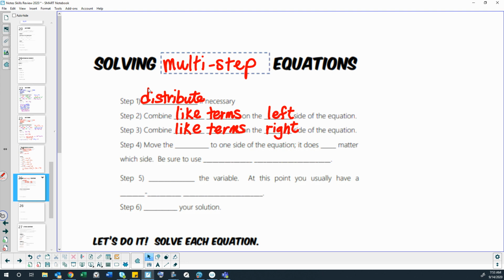Then we're going to move the variable to one side of the equation. It doesn't matter which side. Move the variable. So any of the terms with variables in them, you're going to take a term from one side and move it and combine it to the other side by doing the opposite, like we were doing last week. It does not matter which side. Be sure to use inverse operations.